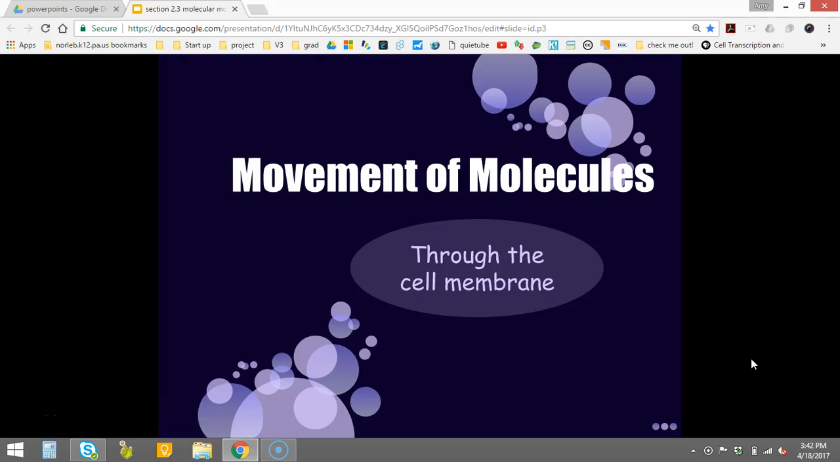The title of this lesson is Movement of Molecules, and as we go through the presentation, you'll be using your graphic organizer that we went over in class. You will also be taking a look at Study Guide 2.3, and you'll be using your book to find the answers as we go along. So make sure you have all of those as well as your computer for today's lesson.